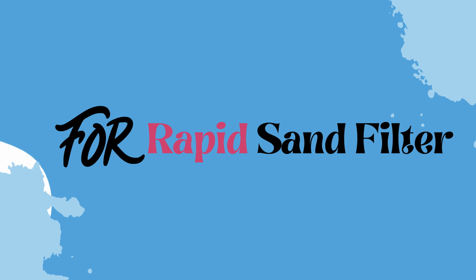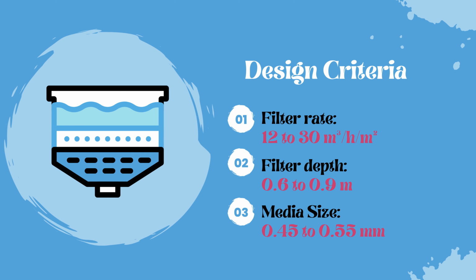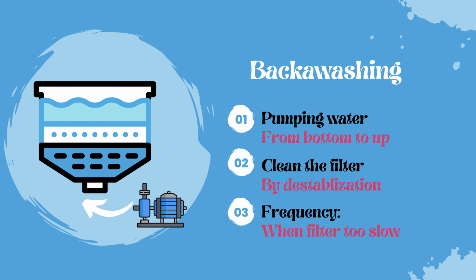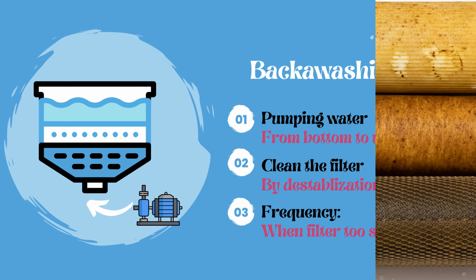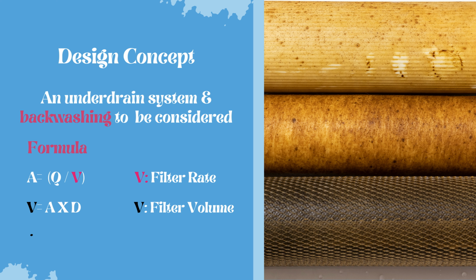For rapid sand filtration, the design criteria rely on three parameters: filter rate, normally between 12 to 30 meter cube per hour per meter square; filter depth between 0.6 to 0.9 meter; medium size 0.45 to 0.5 millimeters. Backwashing involves pumping water from bottom to top and cleaning the filters by destabilization, with frequency depending on when the filter becomes too slow. Let's decode the design concept, which includes under drain systems and backwashing.